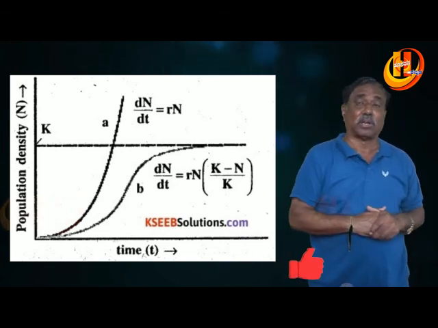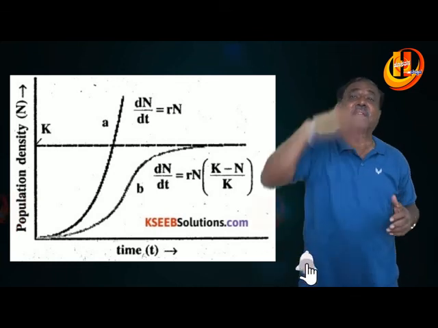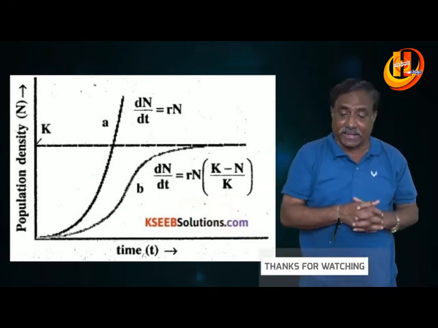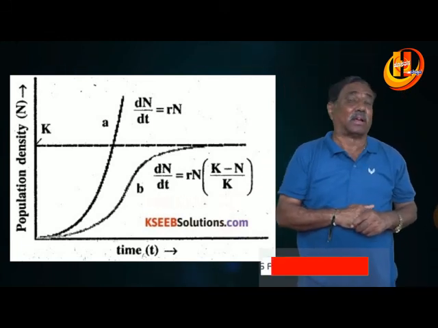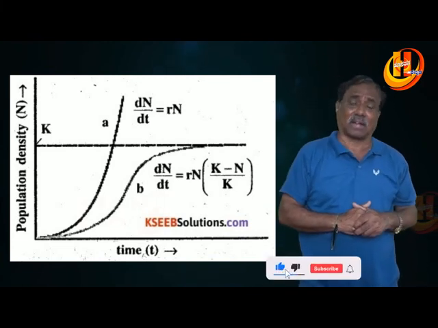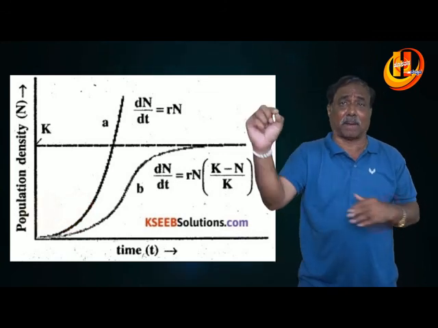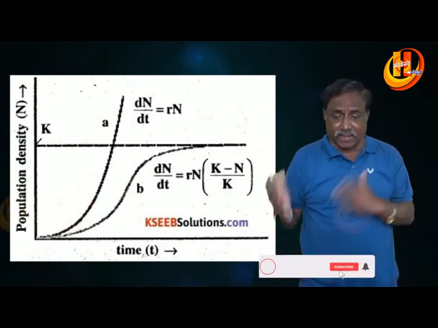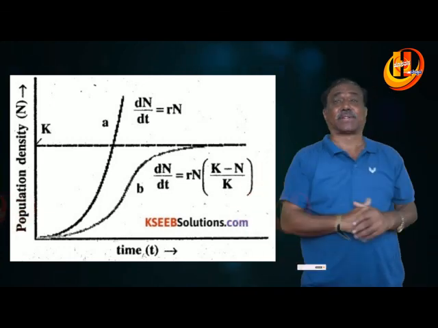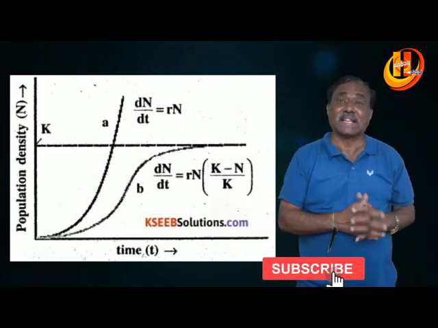So dN by dt equals rN (K minus N) by K. This equation is also very important. K is the carrying capacity. It is the increase in the population when the resources are abundant. That is very important. When resources are abundant, the limit of population increase is called K. So it is K minus N, the population density, by K. This equation is also very important as far as the population is concerned.